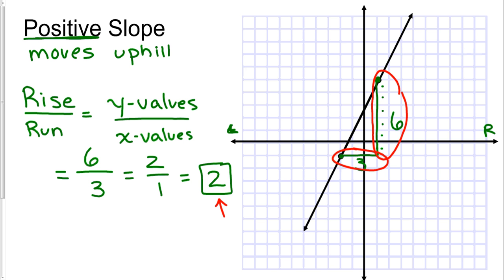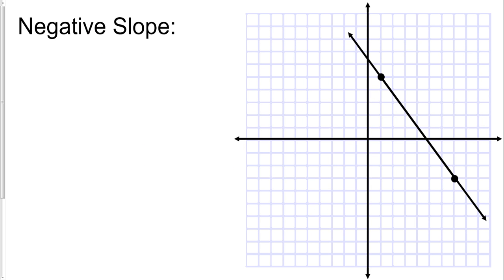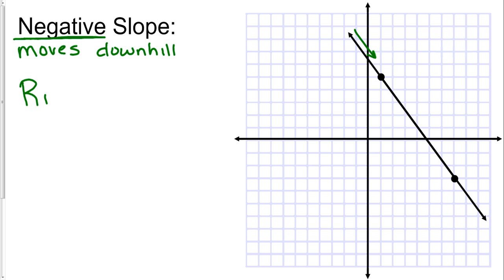Let's look at a second example. This is a negative slope. A negative slope moves downhill. Once again, we're reading the graph from left to right. So you start here, start to the left side, move to the right, we're moving downhill. So because it's moving downhill, this slope needs to be negative, but it's still rise over run. So let's go ahead and draw our triangle.